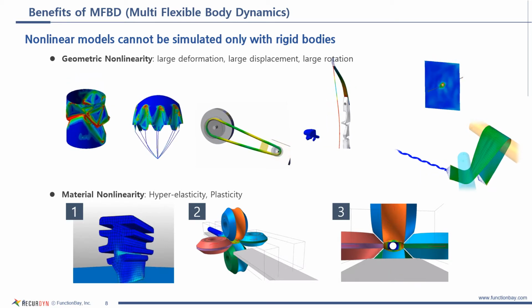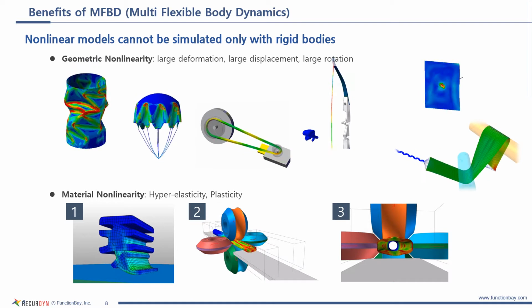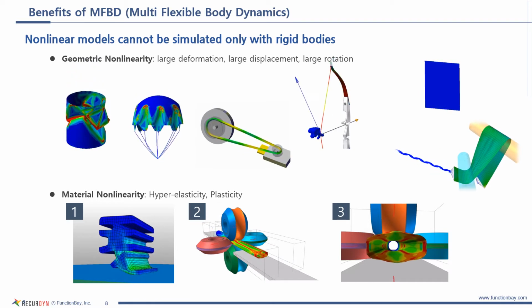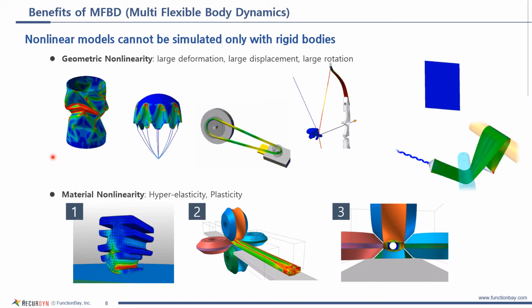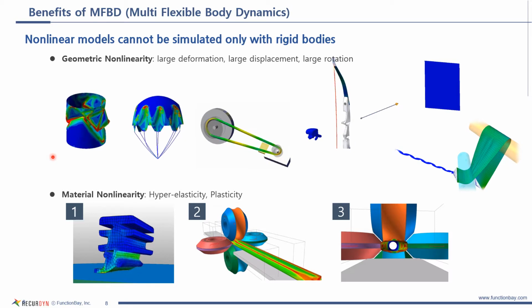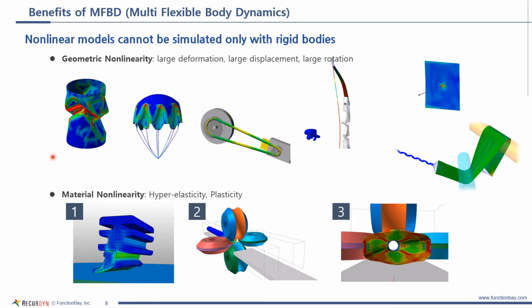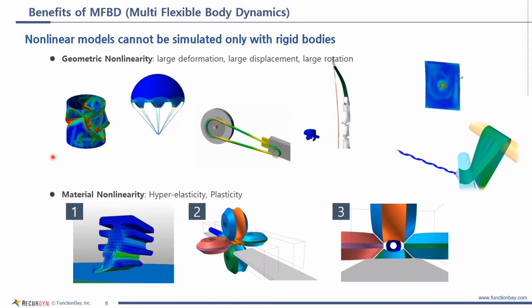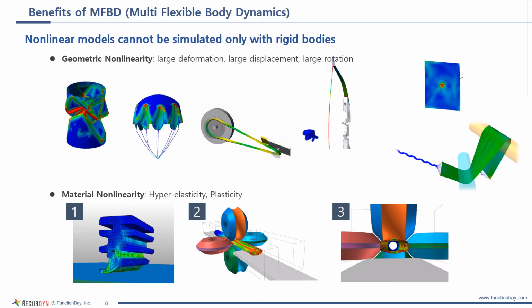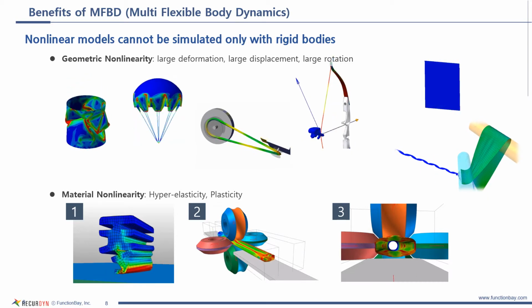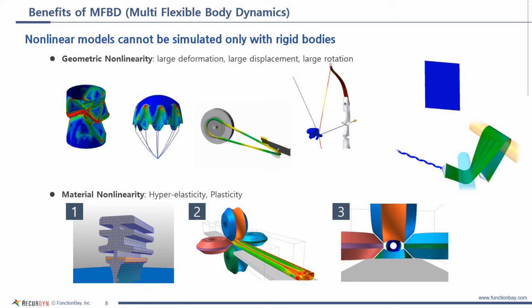The second is material nonlinearity for hyperelastic materials and plastic materials. The case number 1 shows the simulation of wiper behavior. In this case, a hyperelastic material was used for the wiper, and the wiping behavior can be analyzed based on the characteristics of the hyperelastic material. The case number 2 and 3 are about rolling simulations of plastic materials. Multi-flexible body dynamics can also handle the plastic materials.